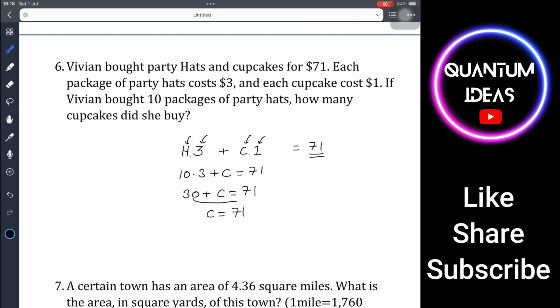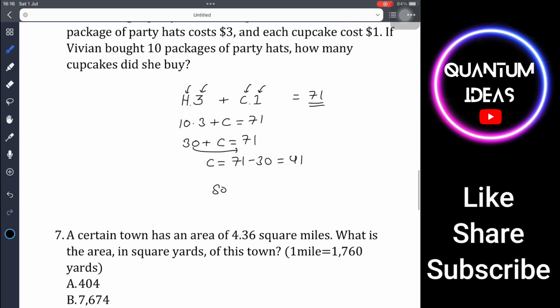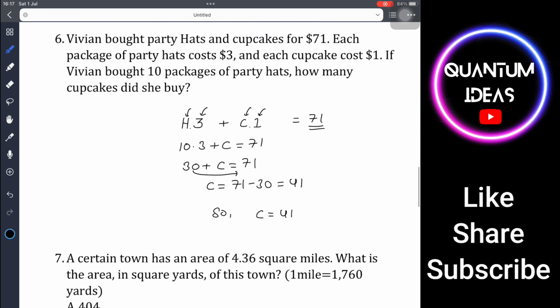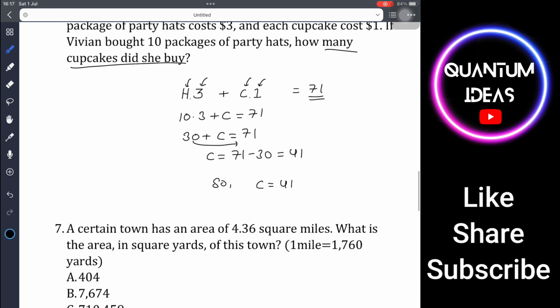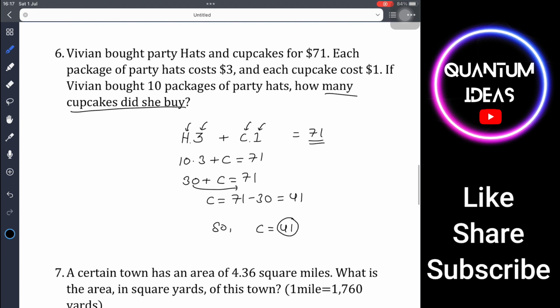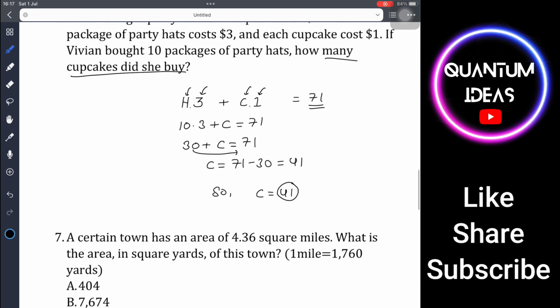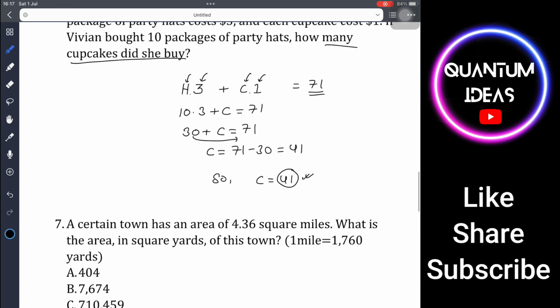30 goes to that side, 71 minus 30, right? This equals 41. So, how many cupcakes did C buy? C bought 41 cupcakes. Oh sorry, it was C. Okay, not a problem. So C bought 41 cupcakes.